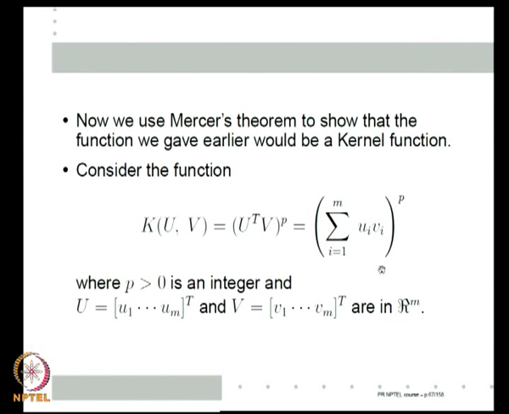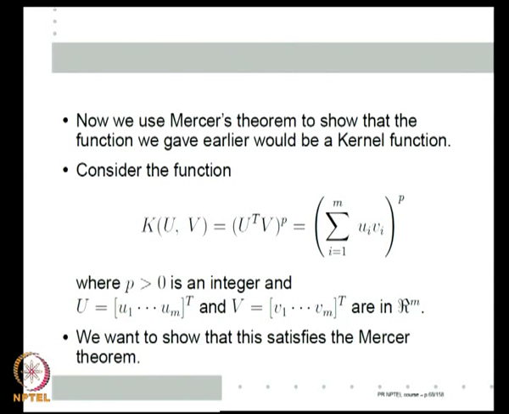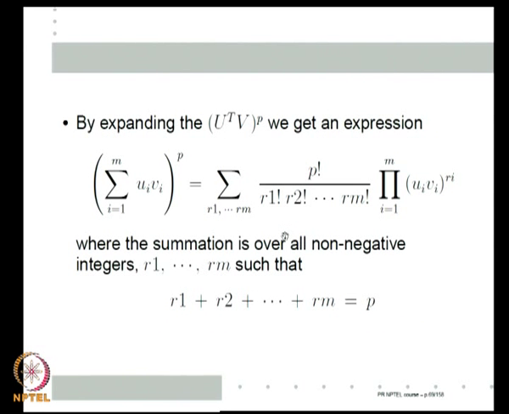U transpose v is nothing but the sum from i equal to 1 to m of ui vi, whole to the power p. So, this function k(u, v) is symmetric, where p is a positive integer and u and v are vectors in R^m with these components. Consider this function. We are first going to show that this is a kernel function. To show that, let us first look at this expression: (u1 v1 plus u2 v2 plus ... plus um vm) to the power p.